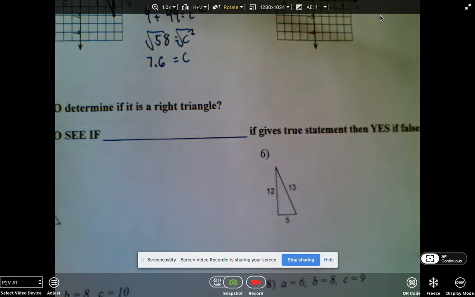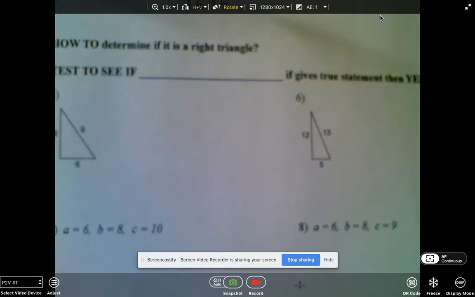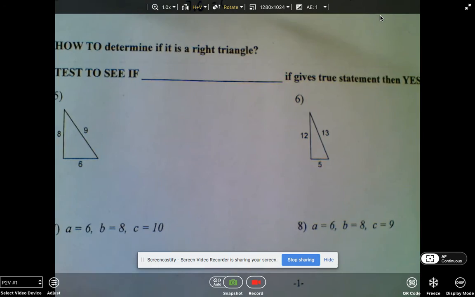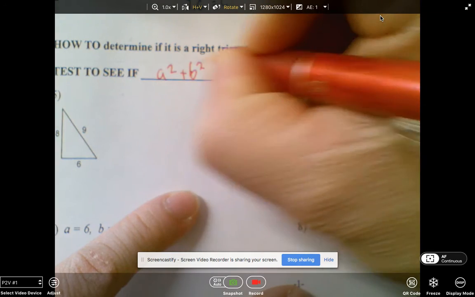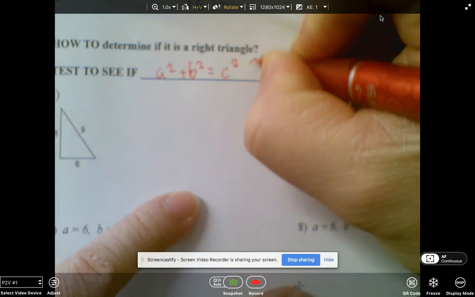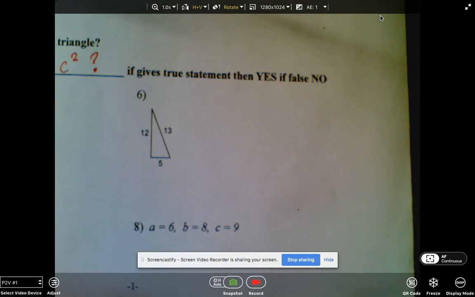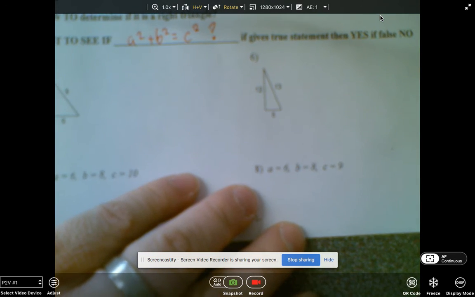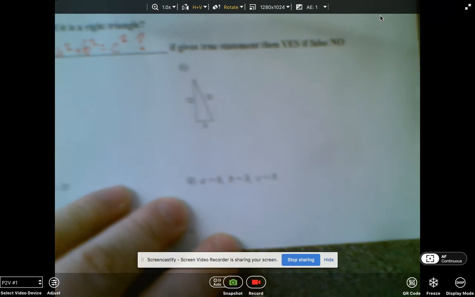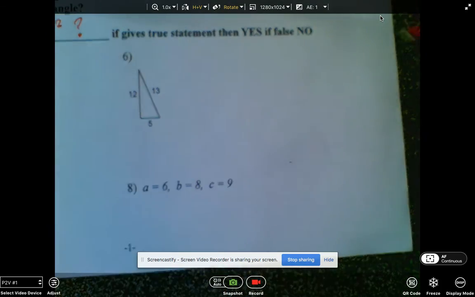Then another thing that you can use the Pythagorean theorem for is to test and see if this is a right triangle. So test to see basically when you're given lengths if it's a true statement. So test to see if A squared plus B squared really does equal C squared. Then it's just a yes or no question. Either it is a right triangle or it's not. So let's go ahead and try number 6 and 8 together, and then I'll have you try 5 and 7 on your own.